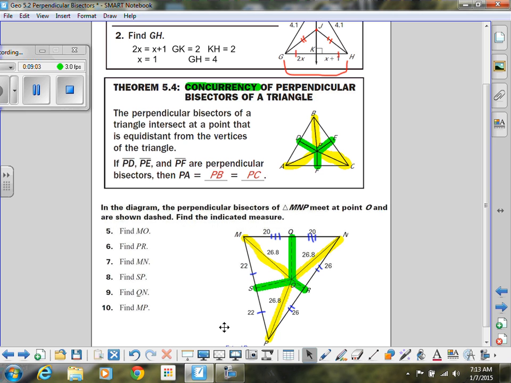So we're going to be working a little bit more with perpendicular bisectors, and we're going to be looking at other points of concurrency later on.